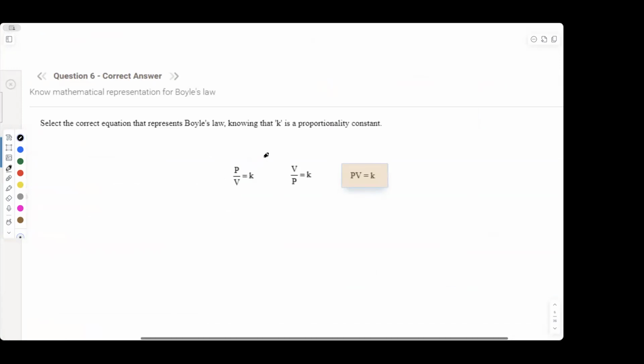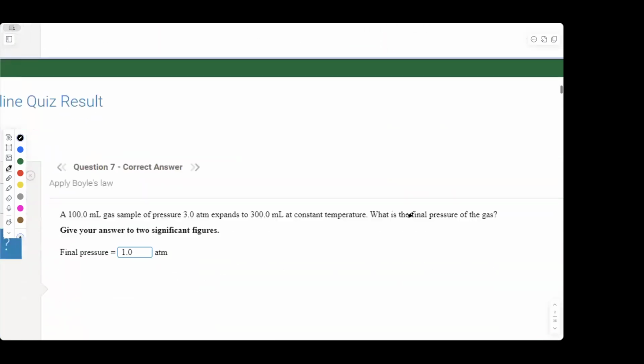Select the correct equation that represents Boyle's law. PV is equal to K. This means that pressure and volume are related by a constant, and pressure is inversely proportional to volume. Right, inversely proportional to the volume.